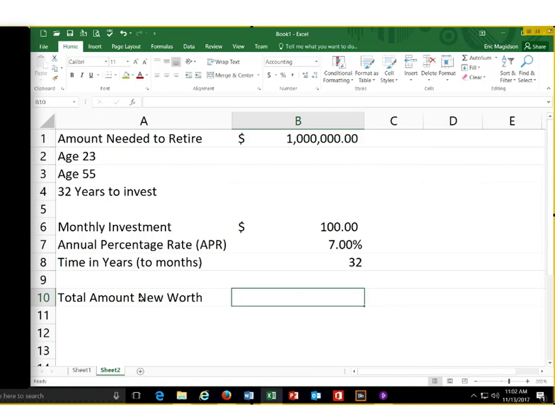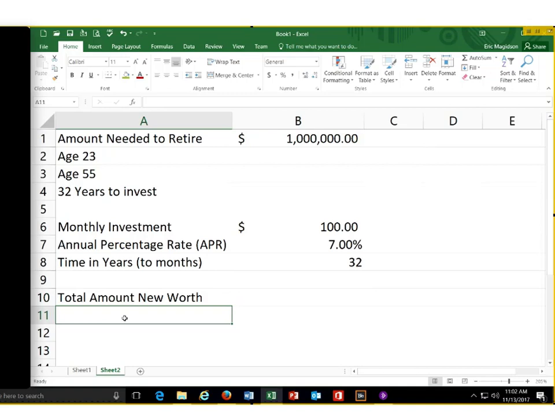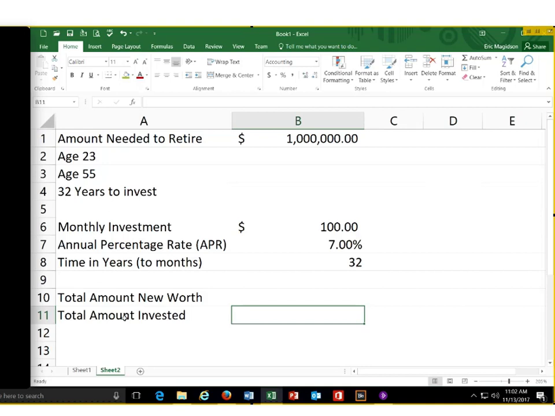Now, before we do that, I want to figure out exactly how much you are going to put in. How much of this total net worth is how much money you actually put in. So somebody please tell me, this is called total amount invested. How would I calculate the total amount invested?